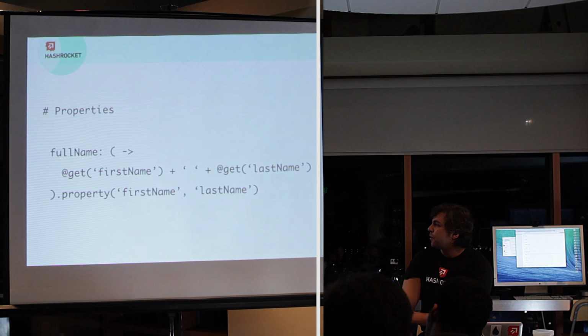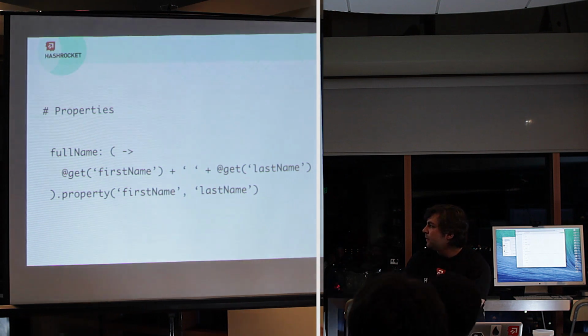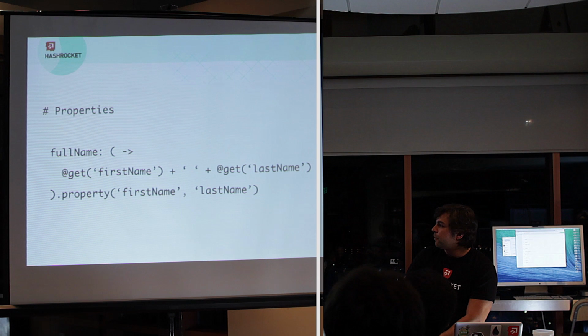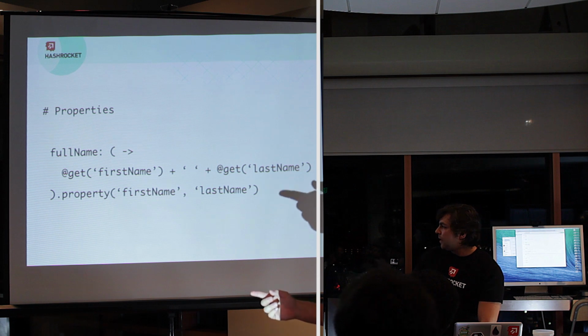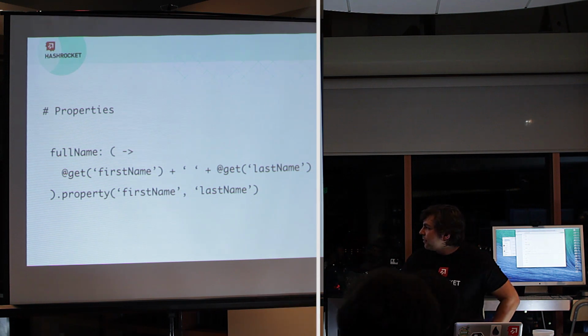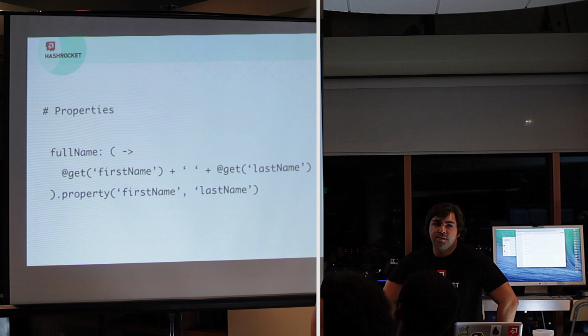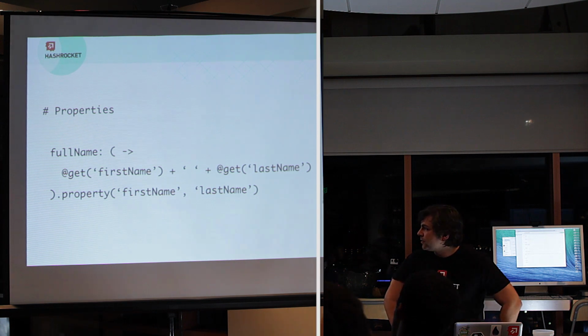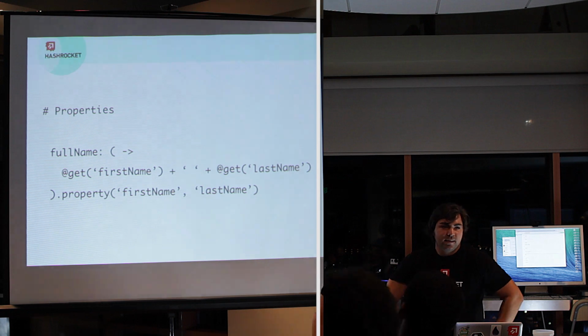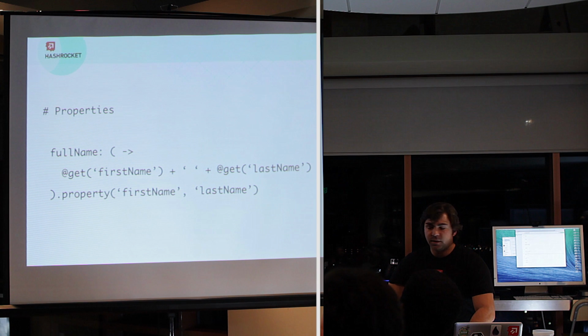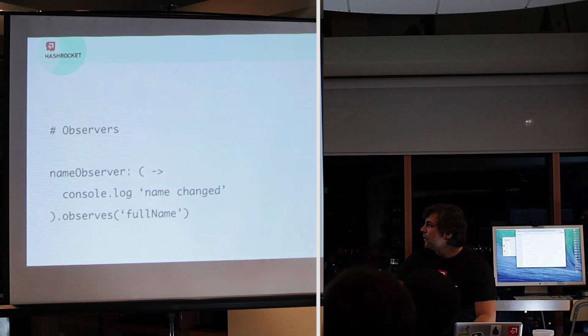You specify the property name, and this is a computed property for full name. I want to concatenate first name and last name. So I have to get them, concatenate them, and then in the property line down here, I list the things that I want it to watch. When either one of those changes, this property will refresh. That happens all the time with anything interactive, or if you have counters. You're going to use properties a lot.